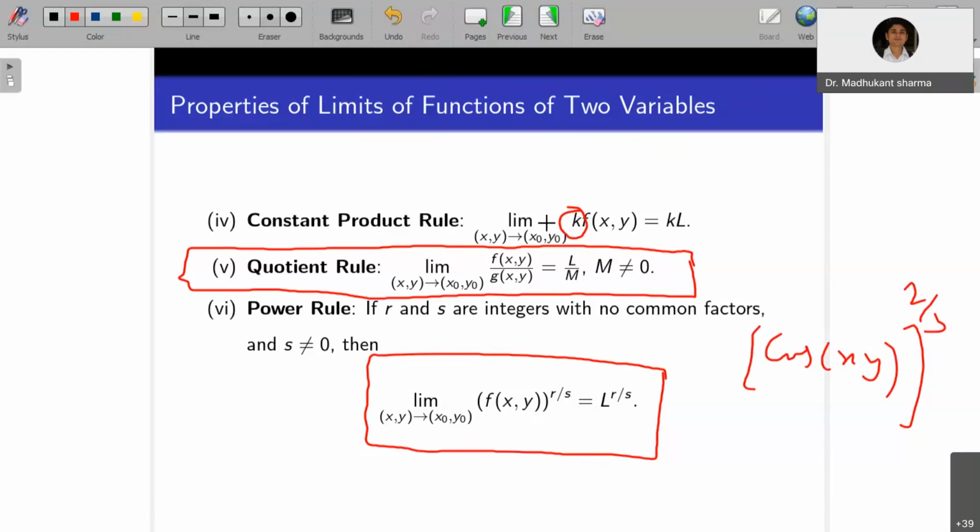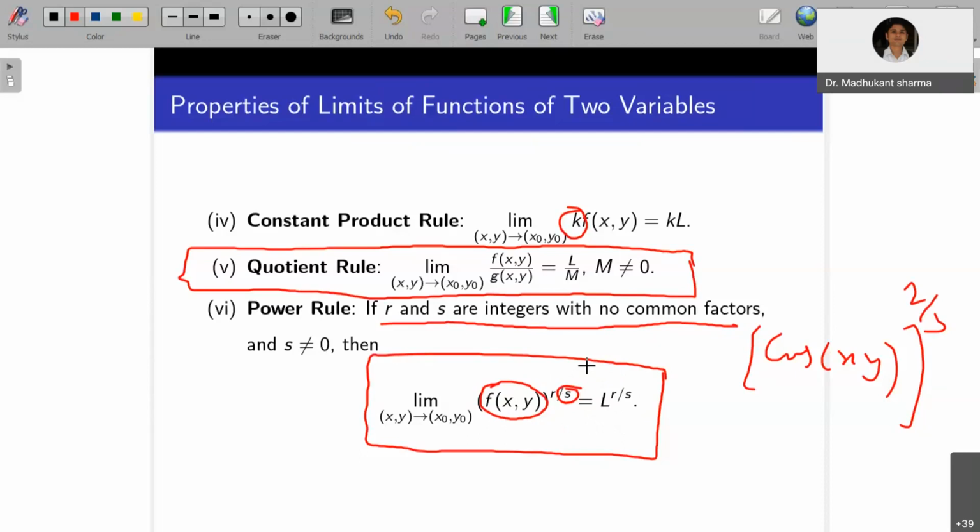So what needs to be verified? R and S should be integers with no common factors, meaning their GCD, greatest common divisor, is 1, and S is non-zero because it is in the denominator. That can be easily verified. Now, if the limit as (x, y) tends to (x naught, y naught) of f of (x, y) exists and equals L, then this power rule will give you the limit of f of (x, y) to the power r by s, that is L to the power r by s.